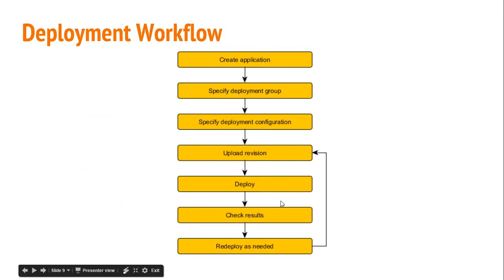So basically, this is the CodeDeploy workflow. First of all, we have to create an application and specify a deployment group. Here, a deployment group is nothing but a SIT environment, QA environment, or production environment. Then specify a deployment configuration, upload the revision, deploy, and check the results. If you want to redeploy that revision, redeploy as needed. This process repeats whenever you want to deploy that particular revision again and again.